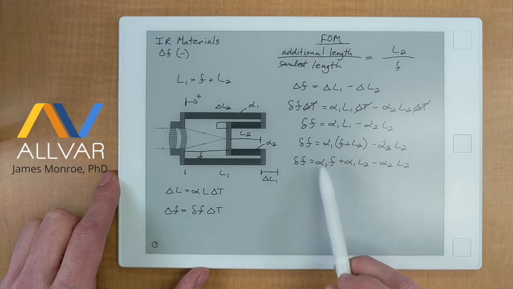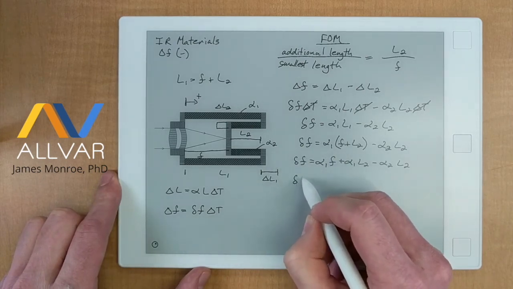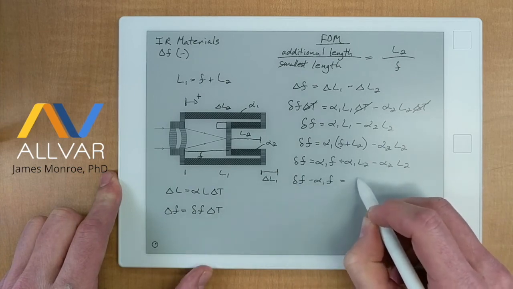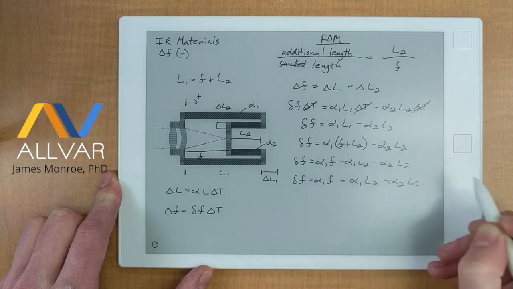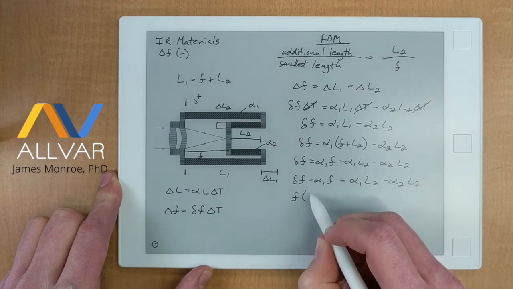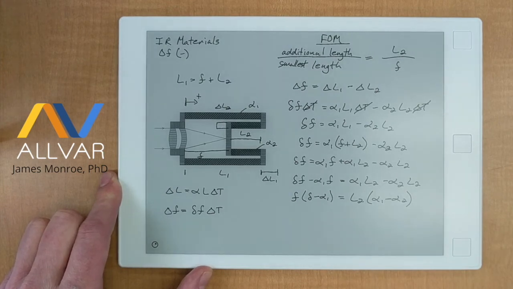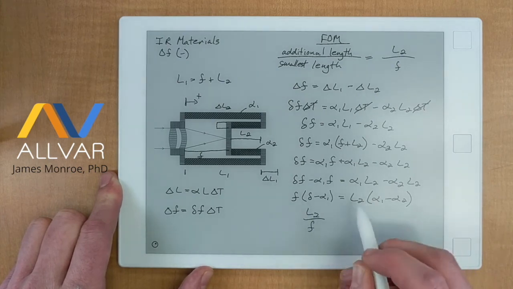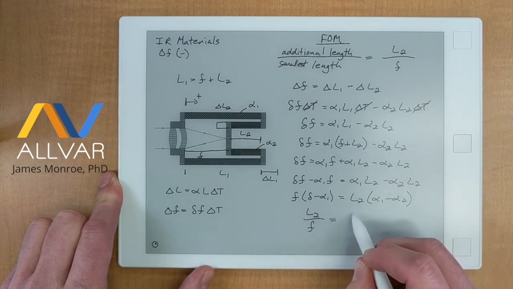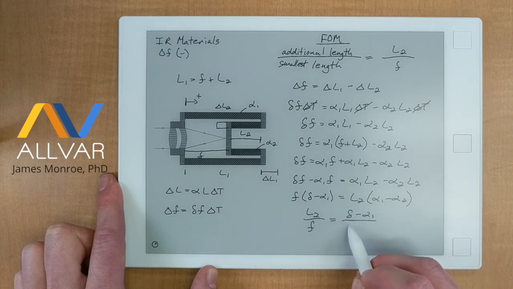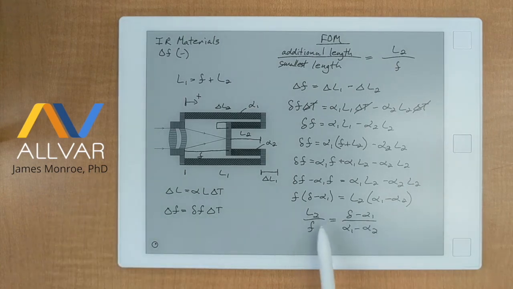Now we want to get common terms together, so we bring the alpha 1 F over. We get delta F minus alpha 1 F is equal to alpha 1 L2 minus alpha 2 L2. Combine common terms. F times (delta minus alpha 1) is equal to L2 times (alpha 1 minus alpha 2). And then we can divide both sides by F and divide both sides by (alpha 1 minus alpha 2). L2 divided by F is equal to (delta minus alpha 1) divided by (alpha 1 minus alpha 2). And now we have this figure of merit that is in material property terms. So it's only dependent on the material selected for the lens, the material selected for the outer housing, and the material selected for the inner housing.